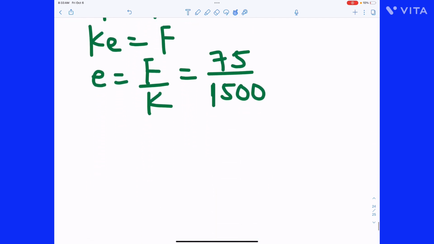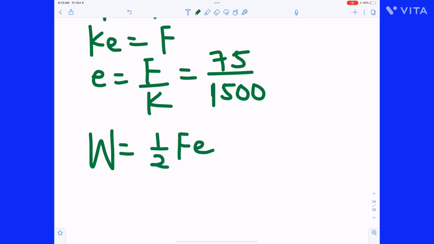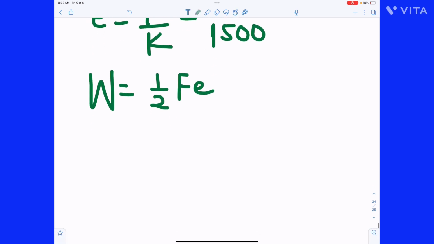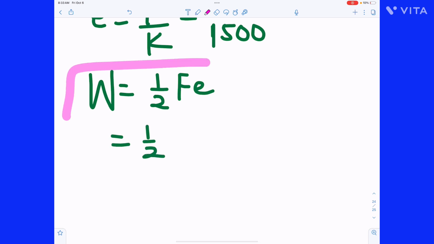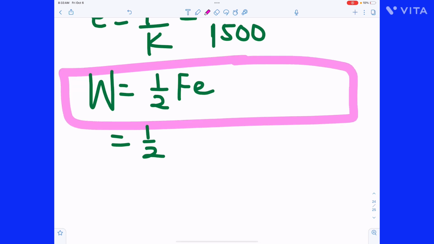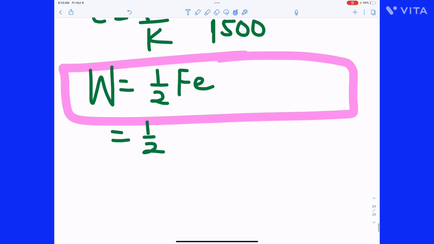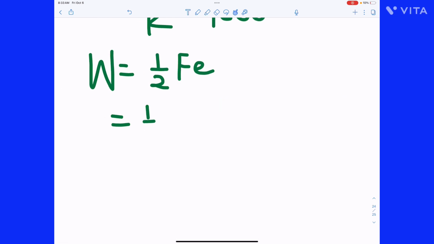What does that give me? Okay, let's now go to the formula. Work done is what? Half FE. So that gives me what? Work done is 1 over 2. I want to try this, whether it will work, because it says constant force. I think with constant force, we should not put the half. But let's try. So that's what?